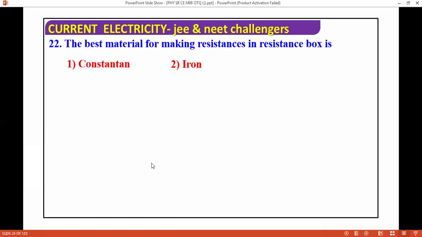The best material for making resistance in resistance boxes. Again, it's a good question. It's a factual question, and it's very important from the exam point of view. So the best material for making resistance in a resistance box is constantan. Keep this concept in your brain. Definitely, you can do this question correctly. Next, we are moving to the next question.